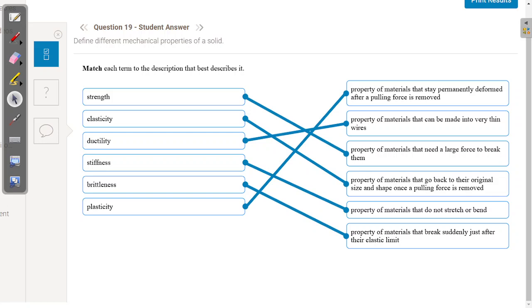Let's memorize it. Strength: you need a large force to break them. Elasticity: it will come back to its original shape. Ductility: made into wires. Stiffness: it does not stretch or bend. Brittle: it will break suddenly. Plasticity: it will stay deformed.